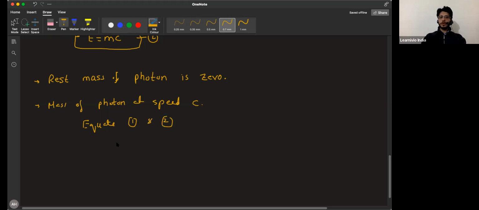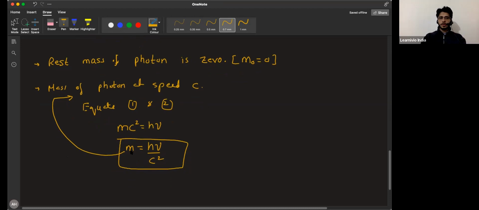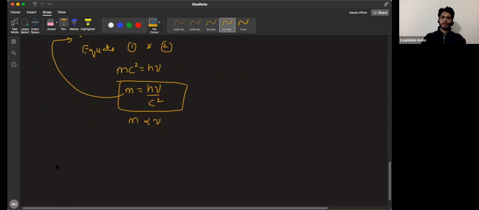So when you equate 1 and 2, you can write that mc square is equal to h nu. Or you can say that the mass of the photon is h nu over c square. So this is the mass of the photon when it is moving at a speed c. But if the photons are at rest, then their rest mass is 0. We usually represent rest mass as m naught is equal to 0. Rest mass is 0. So you can say that the mass of photon is directly proportional to frequency.